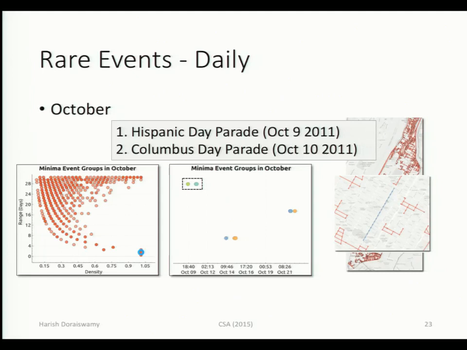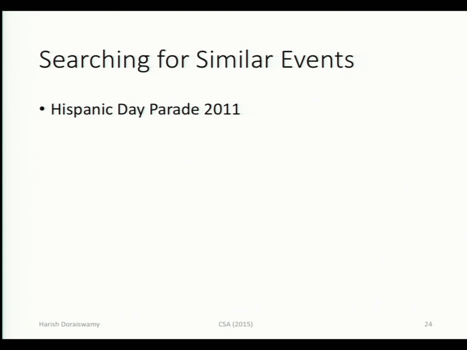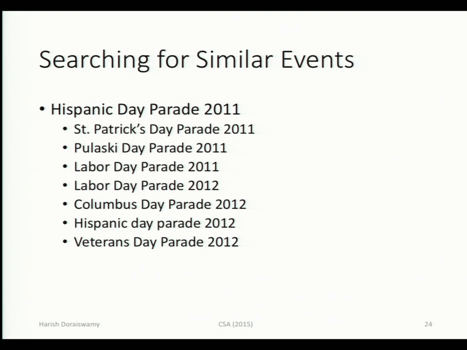And like I said, you should be able to search for these kinds of events. So if we just take this Hispanic Day Parade, and say, let me search, I want to find all other times when that road has been blocked, for example. And what we find is a set of different parades and others. It's like the same event over the next year, or newer events that are happening, like the Veterans Day Parade, the Columbus Day Parade, the Labor Day Parade that happens on Fifth Avenue.